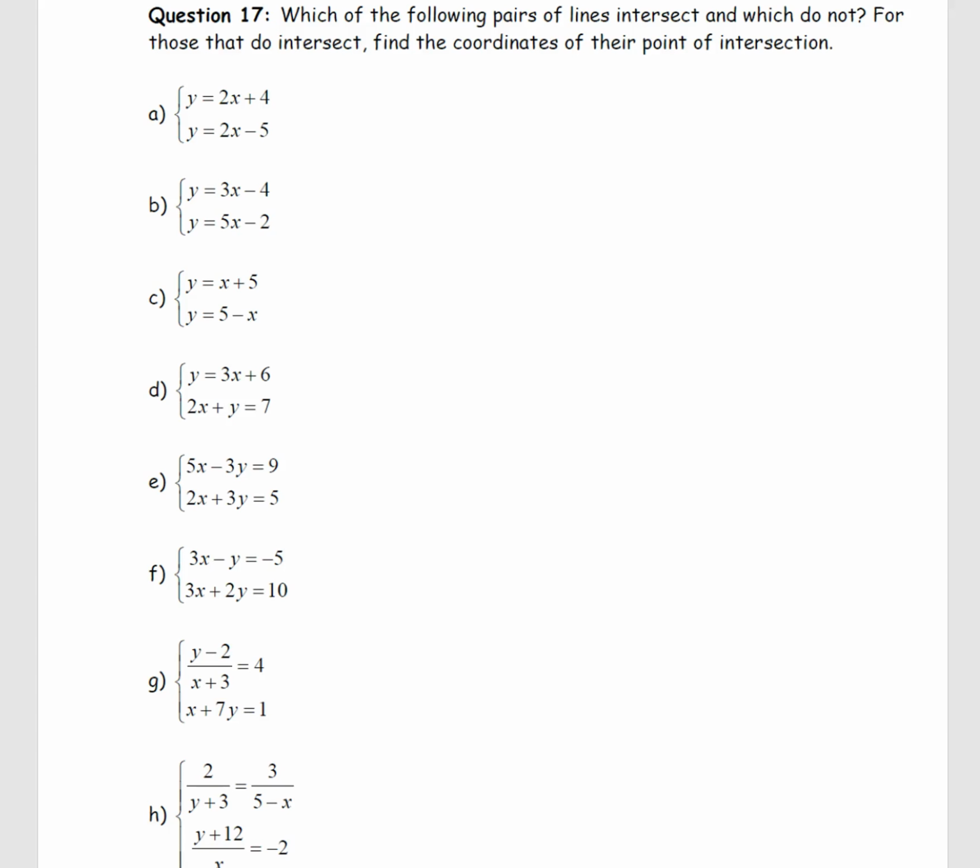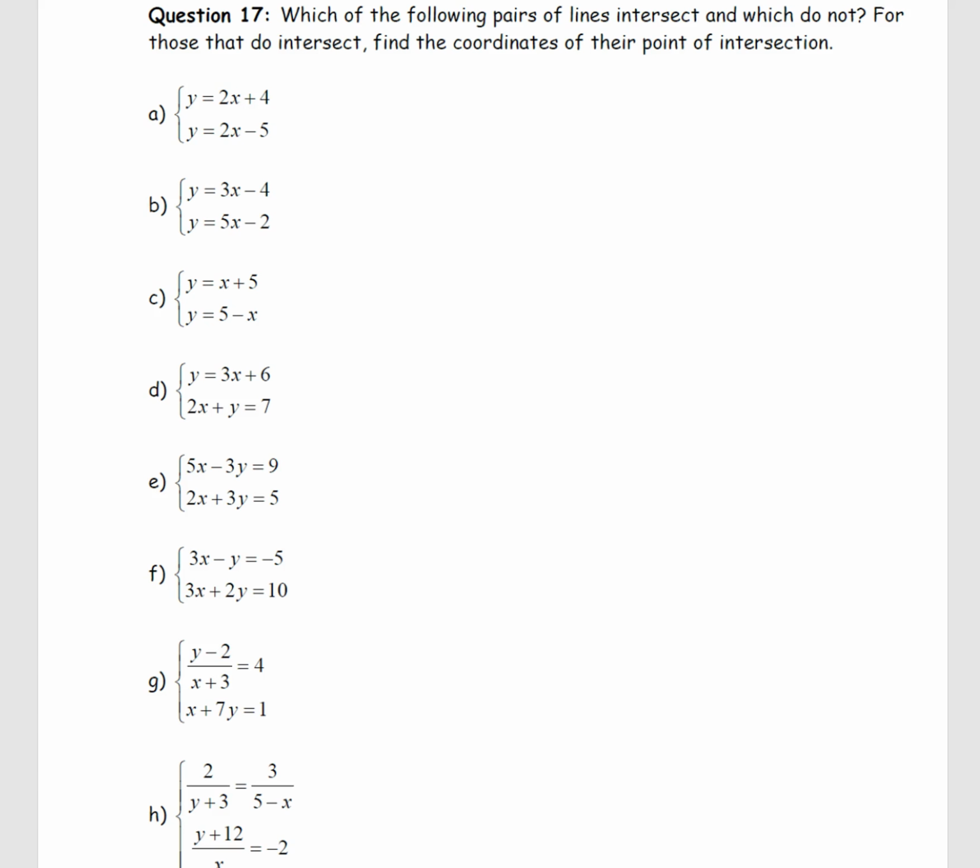Question 17 is asking us which of the following pairs of lines intersect and which do not. And then for those that do intersect, it wants us to find the coordinates of their point of intersection. So this is quite a long problem, and so I'm going to just do about half of these questions so that hopefully from that you can figure out how to do the rest, because they're all pretty similar and you can take a similar approach to answering them.